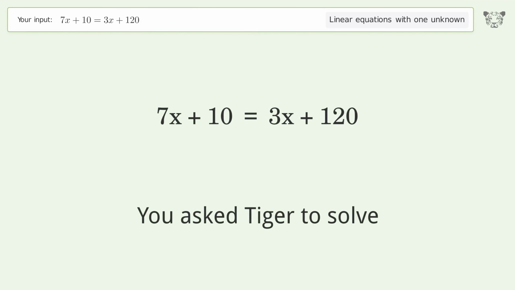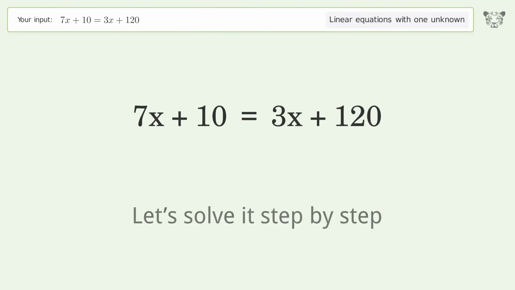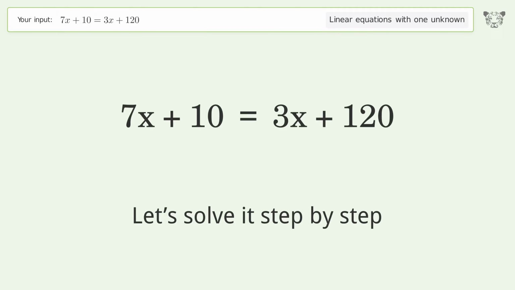You ask Tiger to solve this. It deals with linear equations with one unknown. The final result is x equals 55/2. Let's solve it step by step.